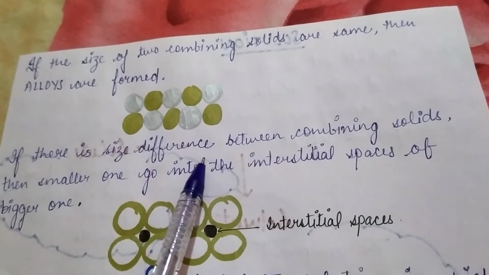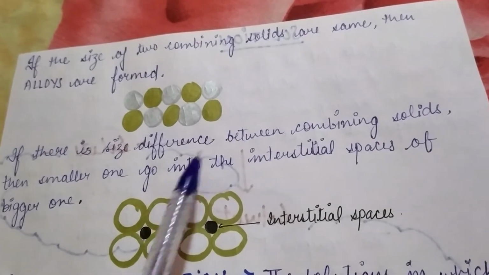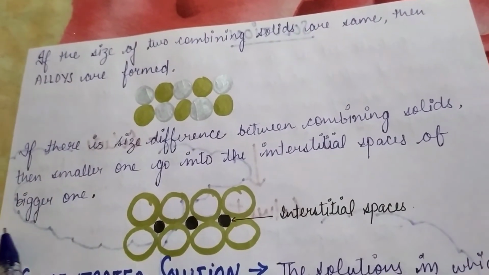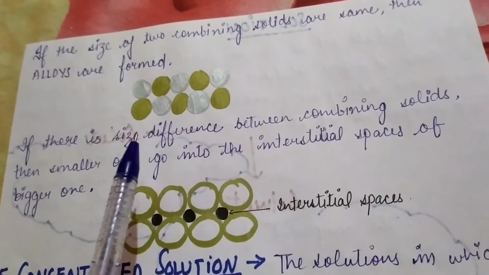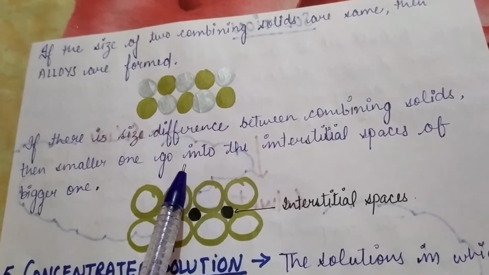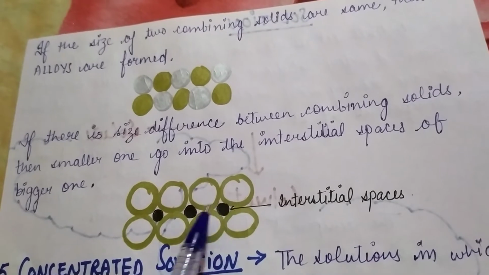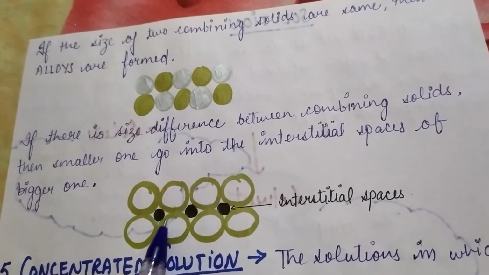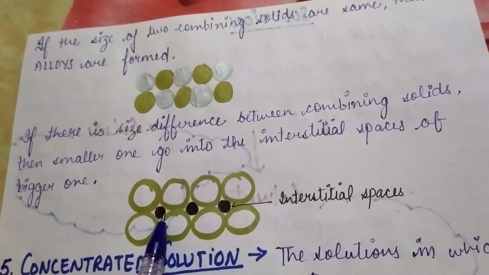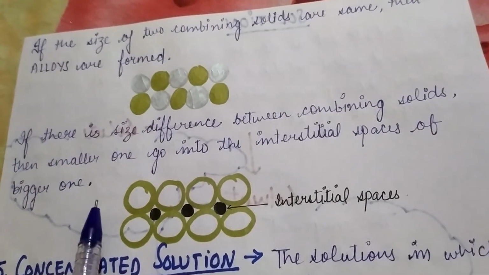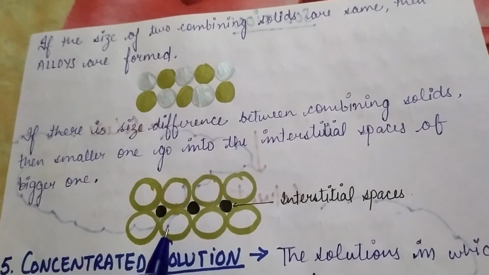Now if there is size difference between combining solids, then smaller one goes inside the interstitial spaces of bigger one, and in this case the solution formed is known as interstitial solution. See, this is the bigger one and the smaller one goes into the interstitial spaces. The spaces which are left in this type of arrangement, this space, is known as interstitial space. And if you mix two solids and one moves into the interstitial space of other, then it is known as interstitial solid.